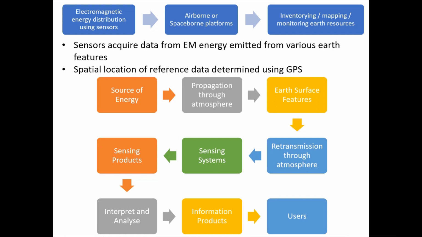Then after that, it is interpreted and analyzed. The processed image is interpreted visually, digitally or electronically to extract information about the target which was illuminated. Then comes the information products or the final applications. That final element of the remote sensing process is achieved when we apply the information we have been able to extract from the imagery about the target in order to better understand it, reveal new information, or assist in solving a particular problem. Then it comes to the end user. So these are the basic steps in acquiring and using remote sensing data.